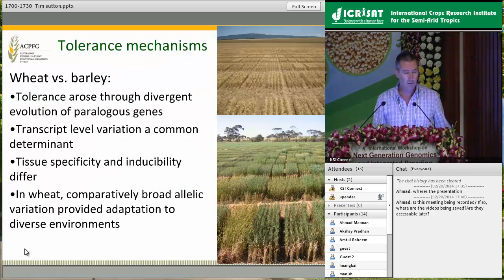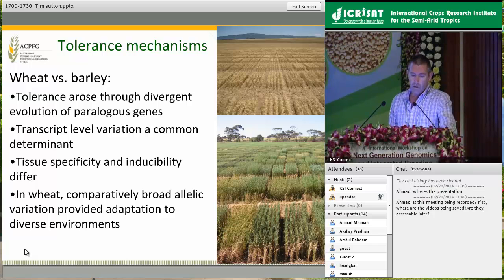The differences between wheat and barley, I think, are quite interesting. I think we have evidence to show that tolerance in wheat and barley arose through the divergent evolution of paralogous genes. There's transcript level variation, which is a common determinant in wheat and barley. But what we know is that the tissue specificity and the inducibility of the tolerance genes in barley and wheat differ. And in wheat, the important thing is that there's very broad, or comparatively broad compared to barley, allelic variation. And this has provided adaptation to wheat in diverse environments.